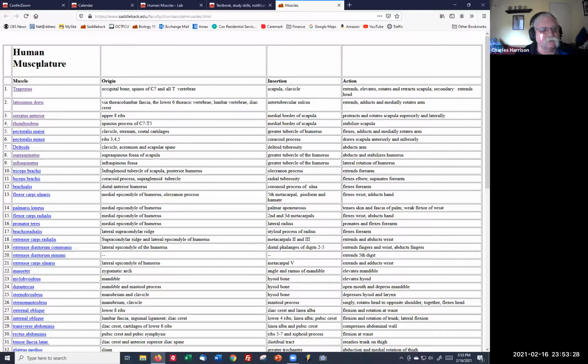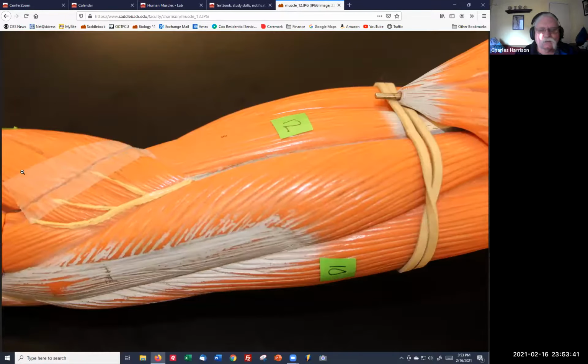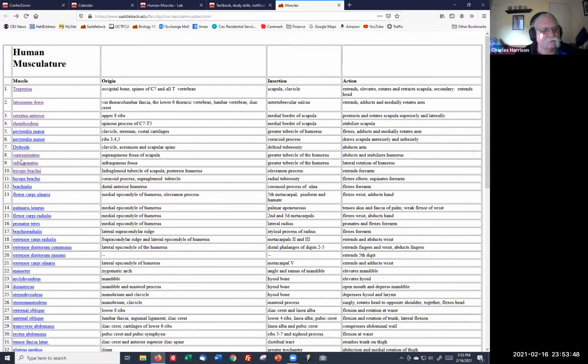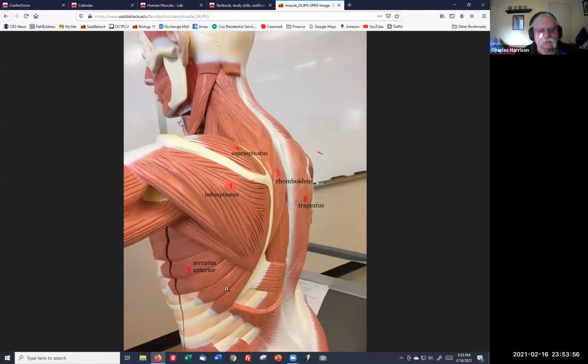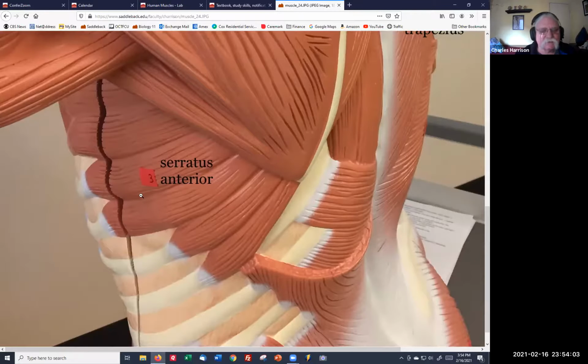This is human musculature. And so if I pick one of these, like triceps brachii, you probably know that one. The triceps is here. Now it's labeled number 10. I can go back and see that it was number 10. The serratus anterior is here. It's number 3. You can barely see the 3 right there. There it is.